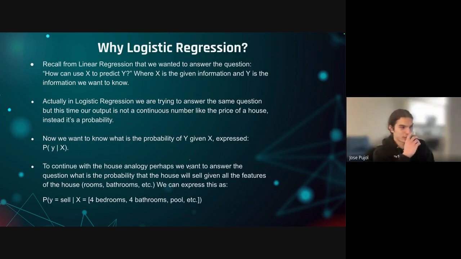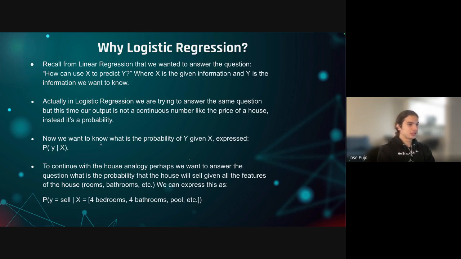So I just really wanted to add, remember from linear regression, we wanted to answer the question, how can we use X to predict Y, where X is the given information and Y is the information we want to know. In logistic regression, you're actually trying to answer the same question, but this time the output is not a continuous number like the price of a house, it's a probability. So you want to know the probability of Y given X, which, if you take statistics, we can express like this: P of Y, where the bar means given X.